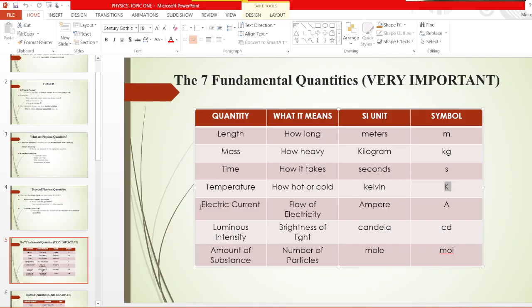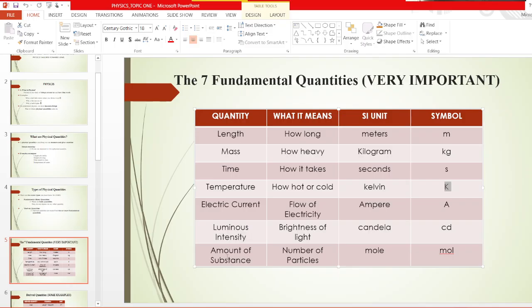Another fundamental quantity is electric current. This determines the flow of electricity, and the SI unit is ampere, represented by the symbol A. We have another fundamental quantity, luminous intensity. It determines the brightness of light, and the SI unit is candela, represented as symbol CD.